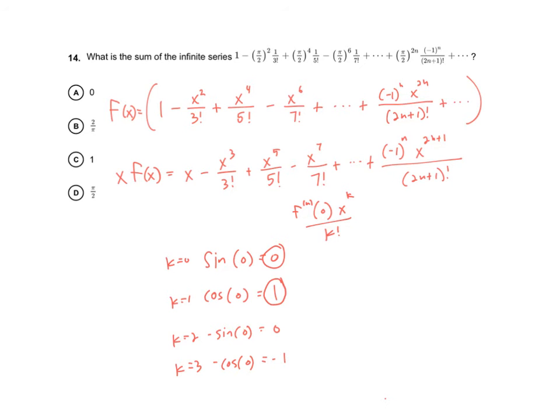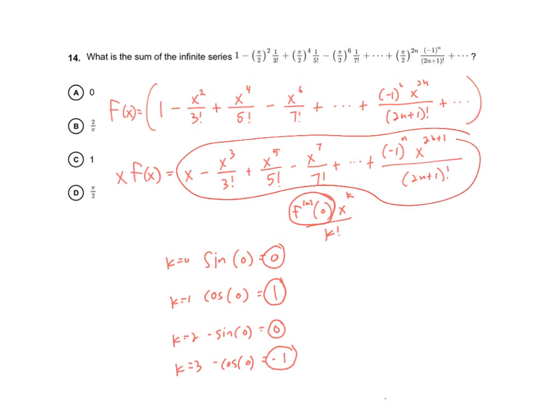When k is 2, we just get 0. When k is 3, this is -1, so this up here will be -1, and then this will be x cubed over 3 factorial, and so that's how we're going to get all these terms. So that means this whole thing, which is x times f of x, just equals sine x.